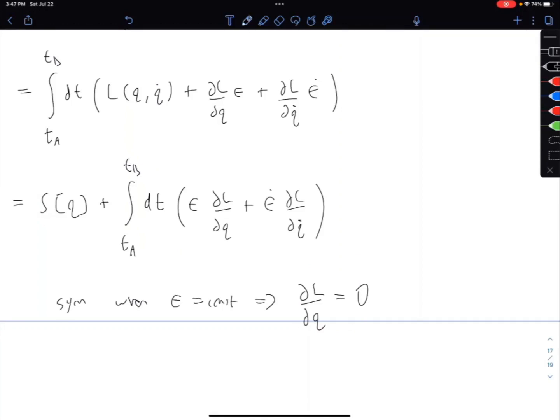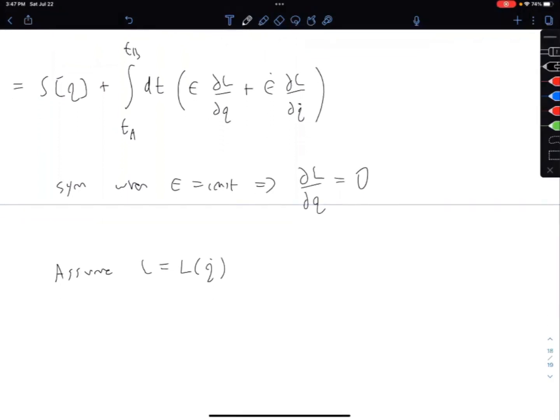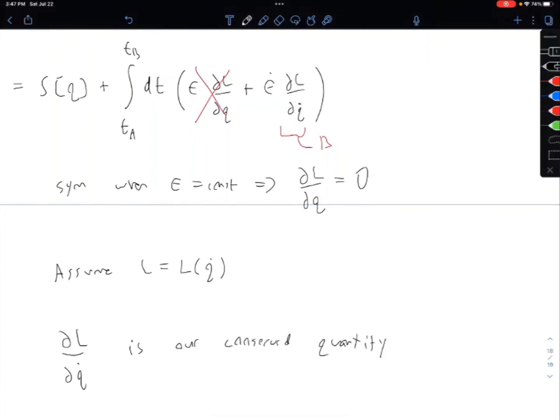Okay. So that means that because we're going to assume we have a symmetry, assume L is just a function of q̇, so that we have a symmetry. And then when we assume that L is only a function of q̇, this term goes away, and then we can identify this as our B, or rather, remember, just the thing multiplying ε̇ is our B. So this means that dL/dq̇ is our conserved quantity. And this is just the momentum, right?